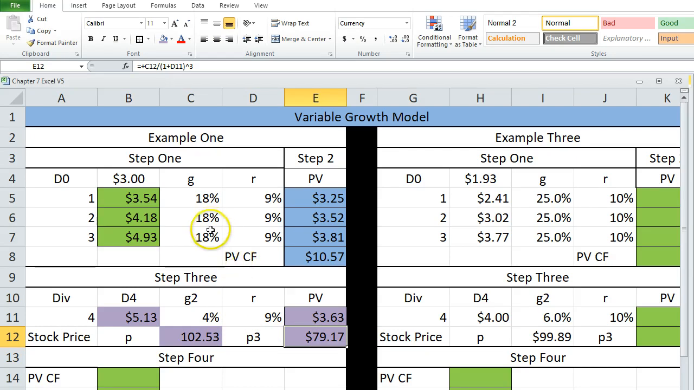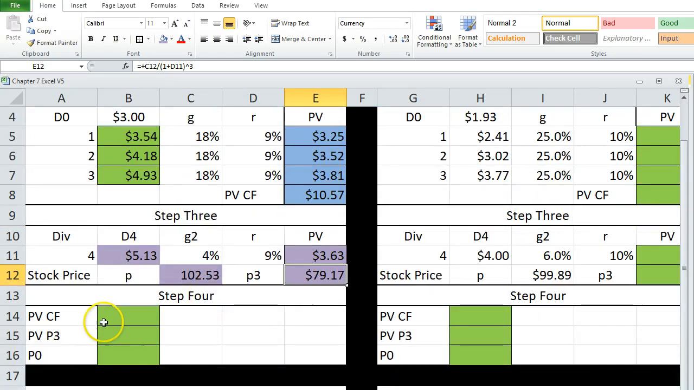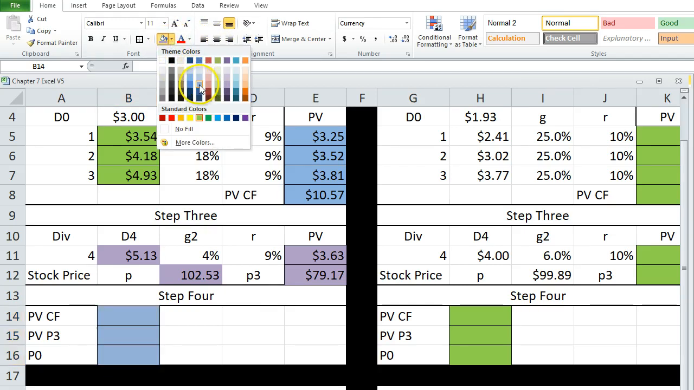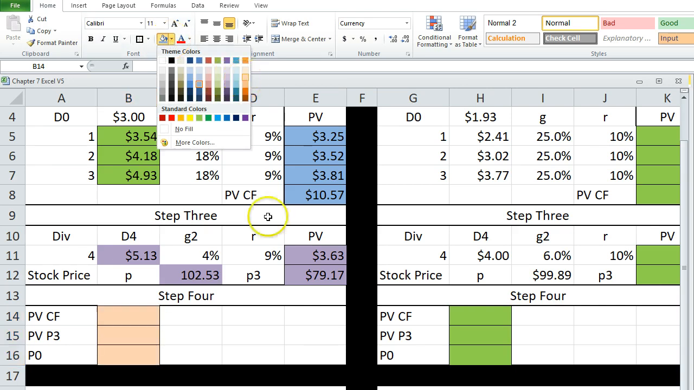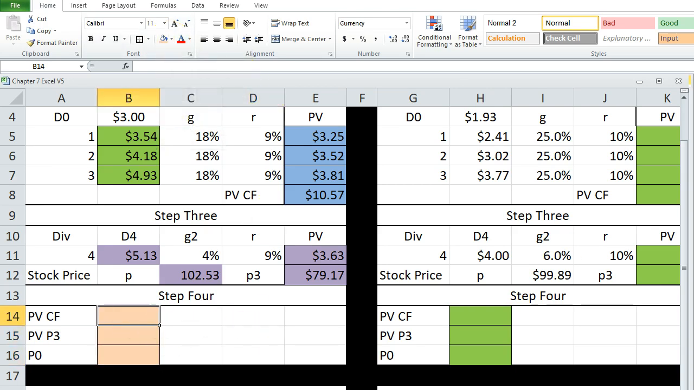So now we want to figure out the present value of the cash flows. So this is step 4. So put this in a different color. We use that color already. This in a different color. Okay, so we're going to calculate the present value of the cash flows.